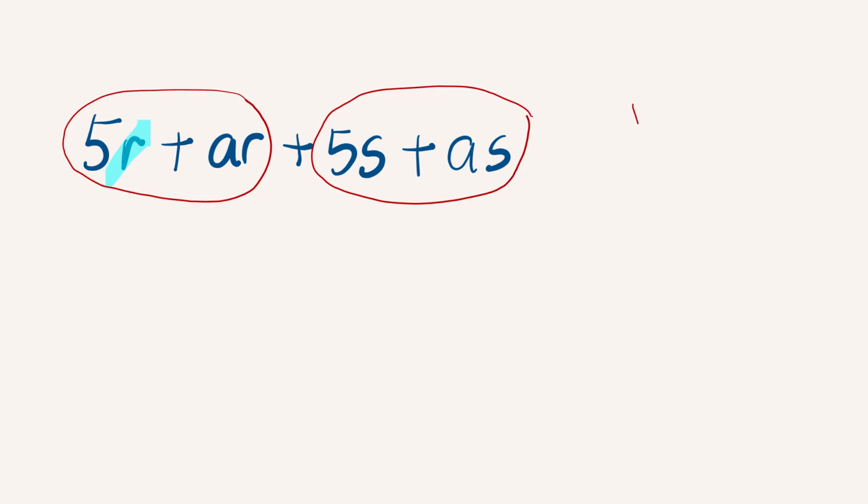So let's observe the common factor in the first group. The common factor in the first group will be the letter r. And the common factor for the second group will be the letter s. Right, let's concentrate on the first group. So we're going to factorize r. Like what I have mentioned earlier on, to factorize r, we need to introduce a bracket.